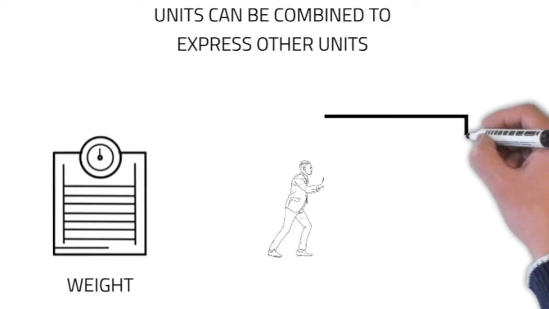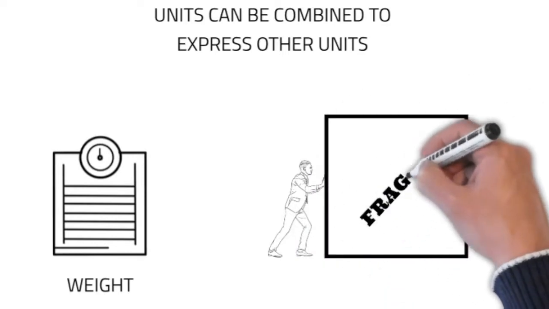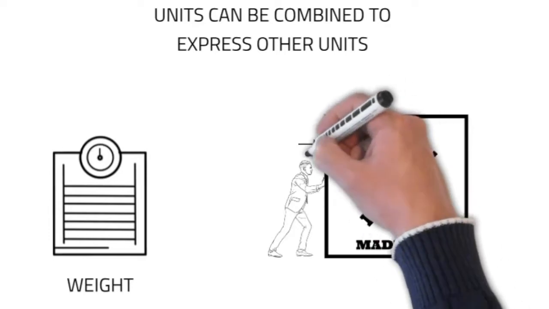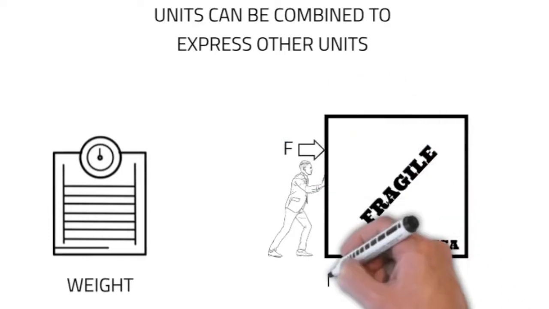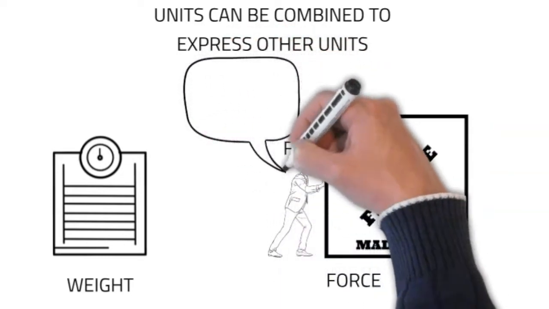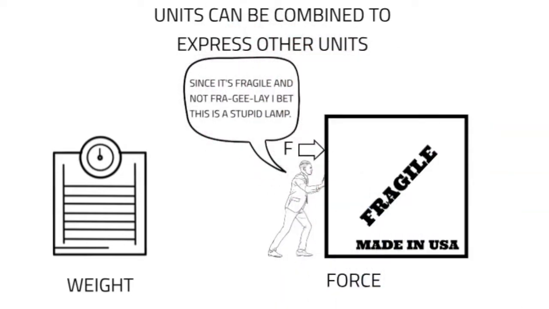We can also combine units to express, in this case, we have a crate and a man pushing on it, and this is force. That arrow with the F represents force, and of course, since it says fragile, it's probably some stupid lamp in there.